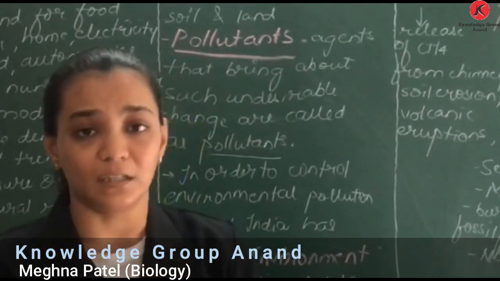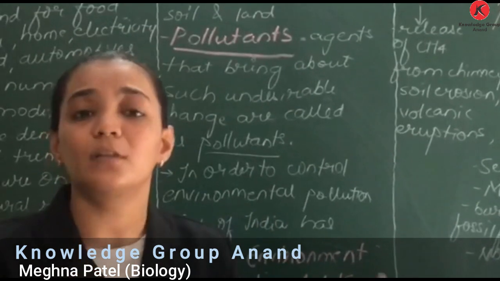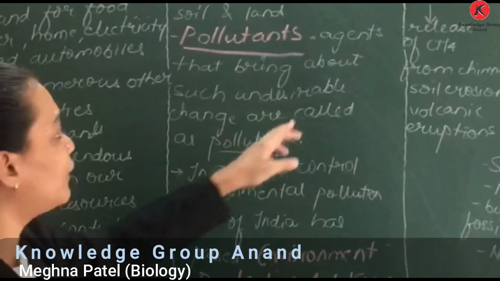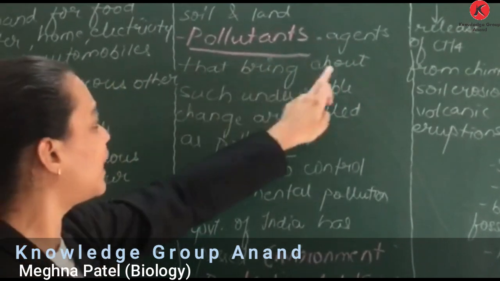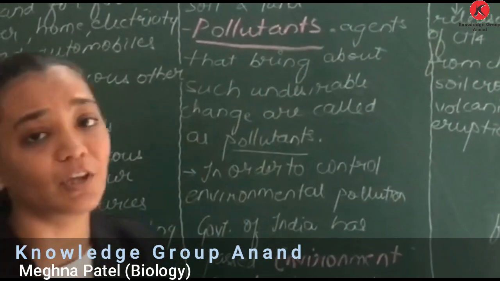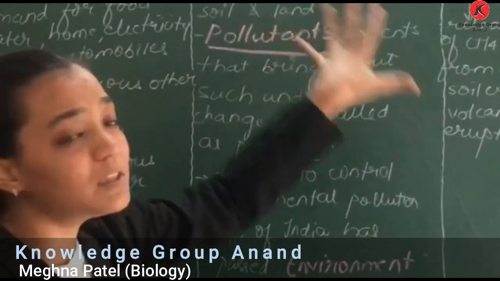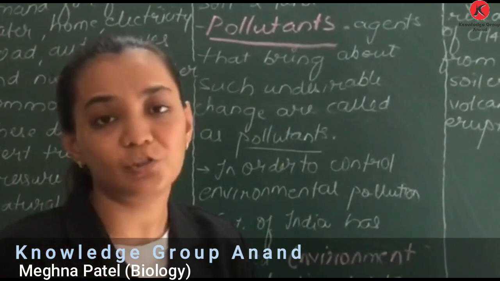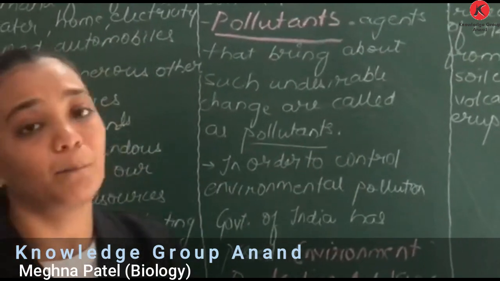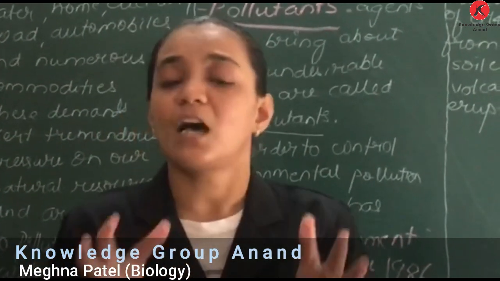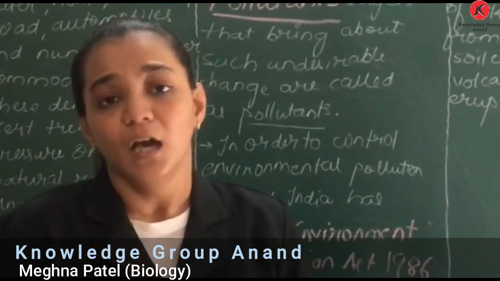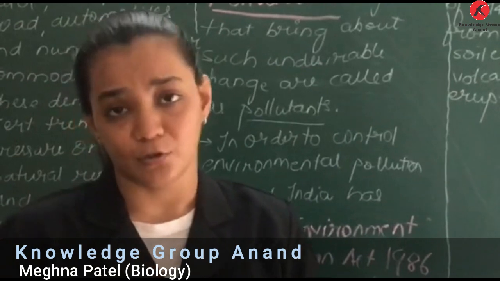What is a pollutant? A substance that is responsible for causing pollution is known as a pollutant. So the definition is the agents that bring about such undesirable changes. So all these undesirable changes are due to some substances. So these substances which are responsible for this undesirable change are known as pollutants. So pollutants are those chemical substances or those substances which are harming our environmental natural resources.